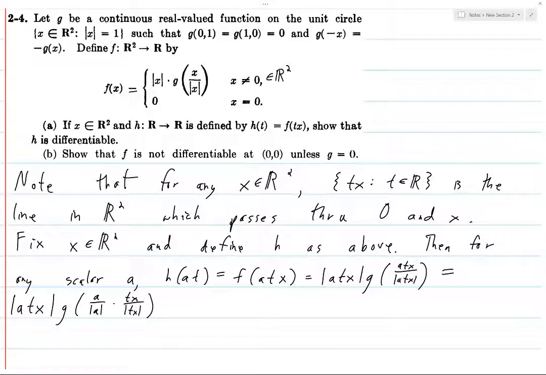So what we have is this a divided by the absolute value of a. And if a is a positive number, again here, a is a real, so a is in R. And that's what we're using to prove linearity, because h is a function from R to R.